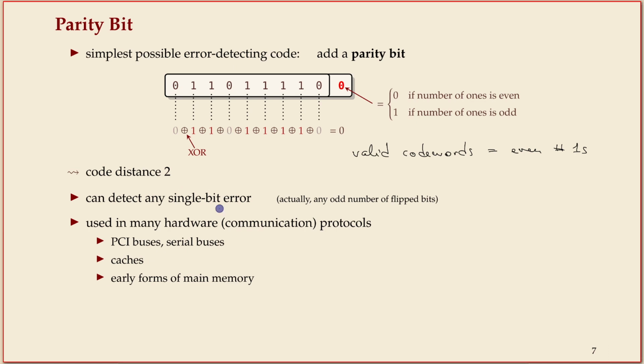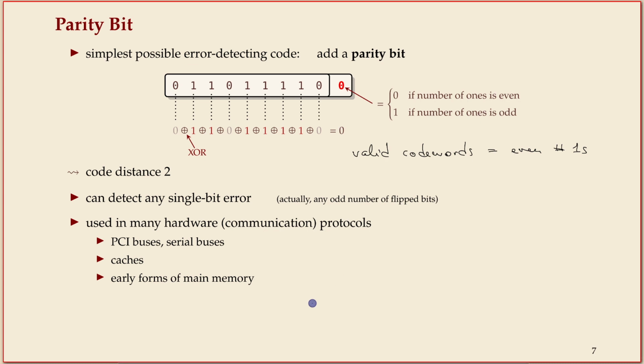And amazingly, it can detect single bit errors because if you flip a single bit, it makes the parity odd, and you can detect that by just summing up the number of 1s. Now it can do more. Any odd number of flips has, of course, the same effect. But if you flip an even number of bits, it goes unnoticed.